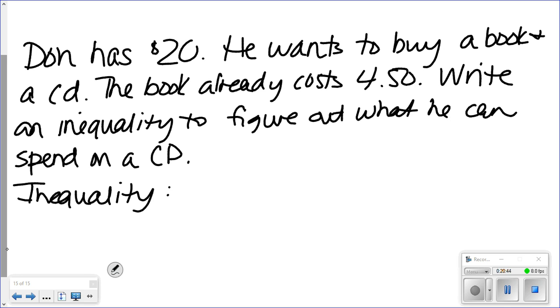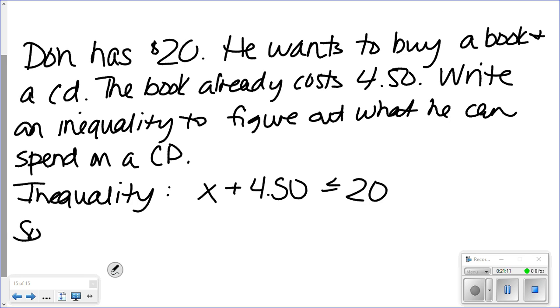What do you think? Somebody I haven't heard from yet today. Isabel, what do you think? The answer? No, the inequality, not the answer. What does it look like? X plus 4.50 less than or equal to 20. Good, because that's all he can spend, right? He only has $20, so you can only spend $20 or less.